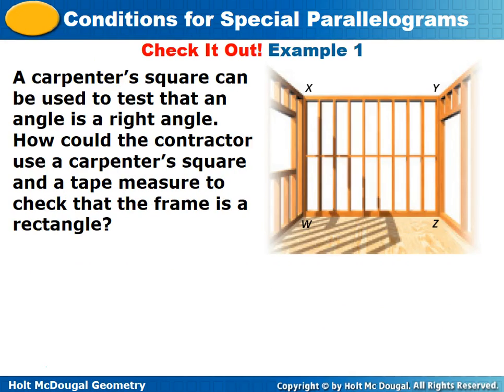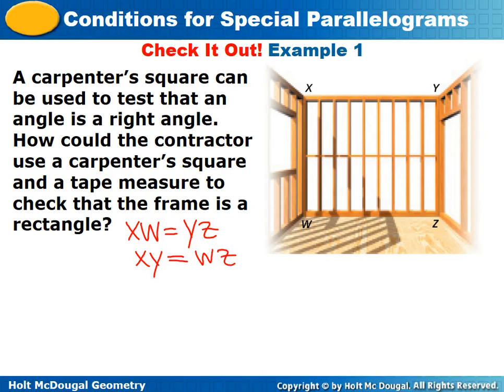All right, our next example is our check it out example. It says a carpenter square can be used to test that an angle is a right angle. How could the contractor use a carpenter square and a tape measure to check that the frame is a rectangle? If I'm a builder, I'm going to make XW the same length as YZ, and I'm going to make the length of XY the same as WZ, because that's what we do when we're carpenters.